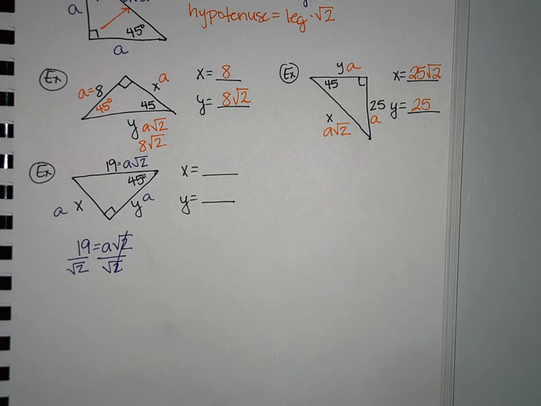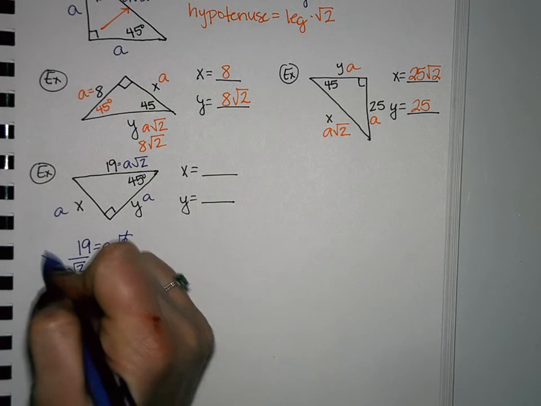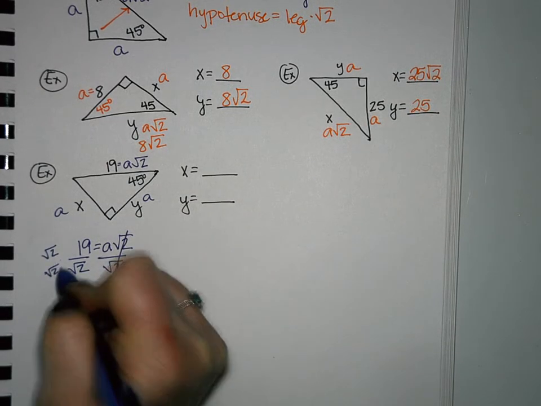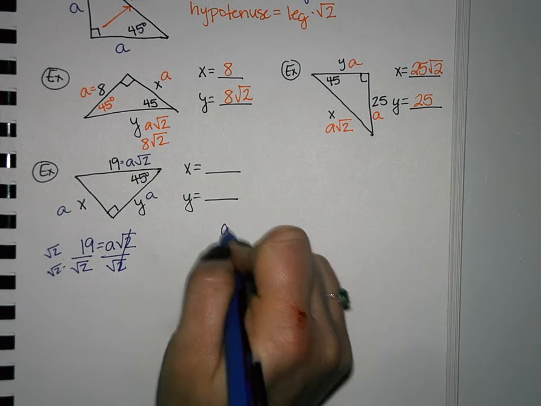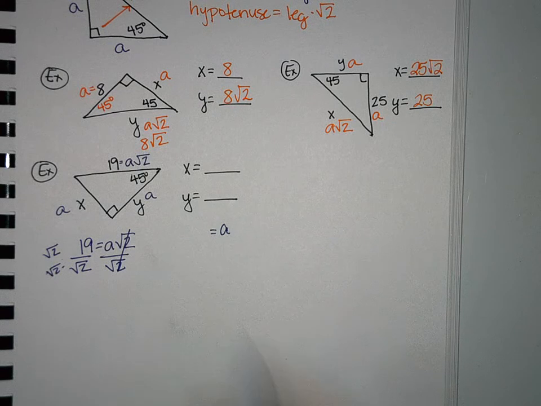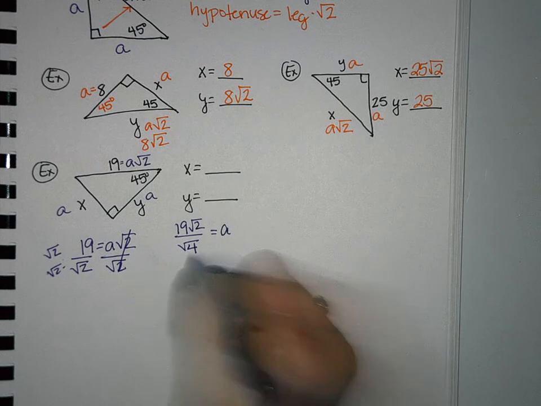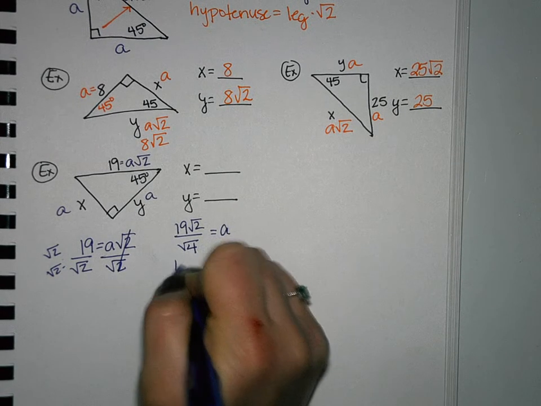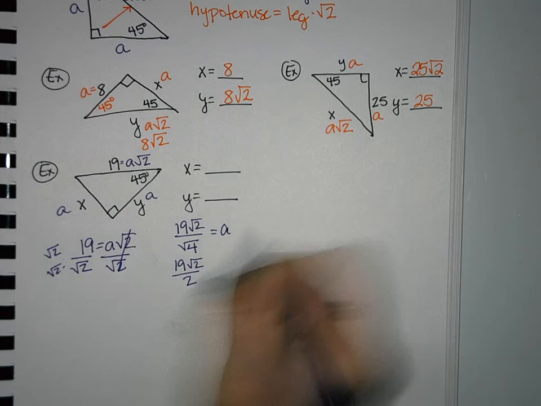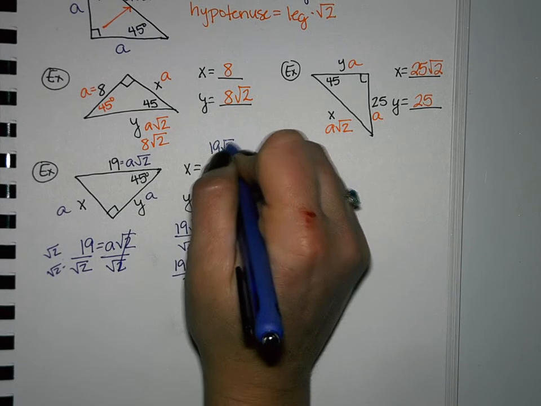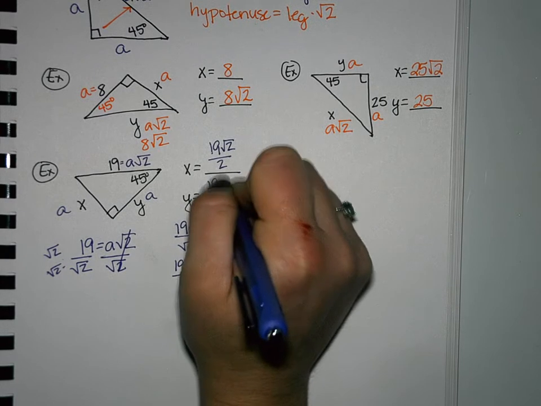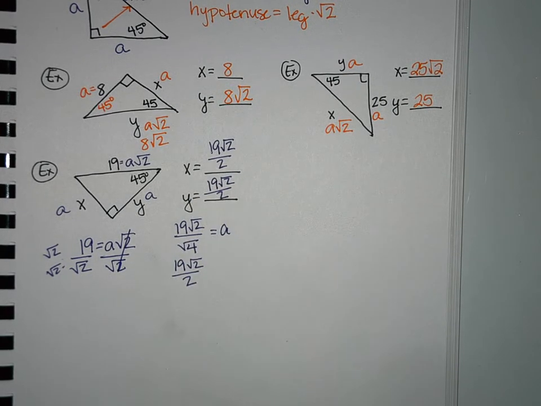And this is where rationalizing has its role, because we can't have a square root in the bottom. So how do we rationalize our denominator here? Multiply top and bottom by square root 2. So when we do that, we get a is equal to 19 square root 2 over the square root of 4. What's the square root of 4? 2. So we end up with 19 square root 2 over 2. So that means a is 19 square root 2 over 2, so both x and y are 19 square root 2 over 2.